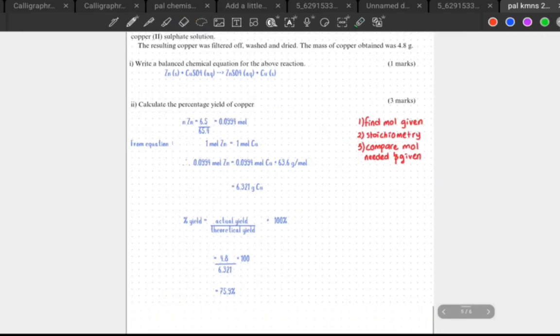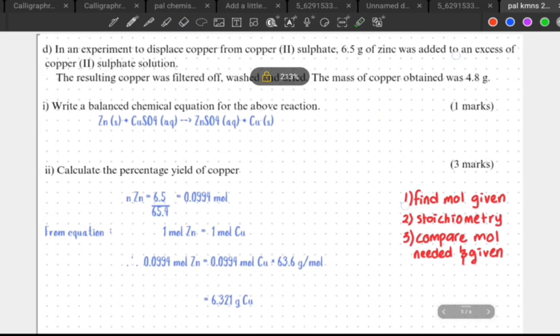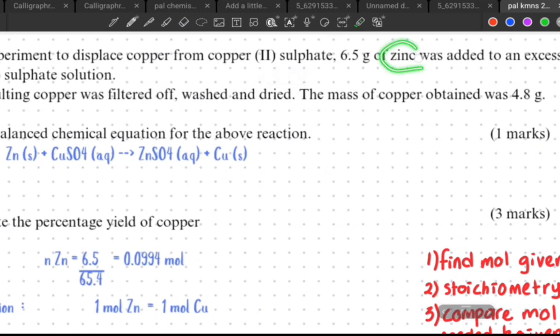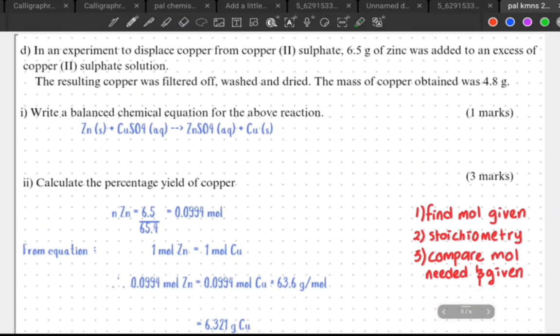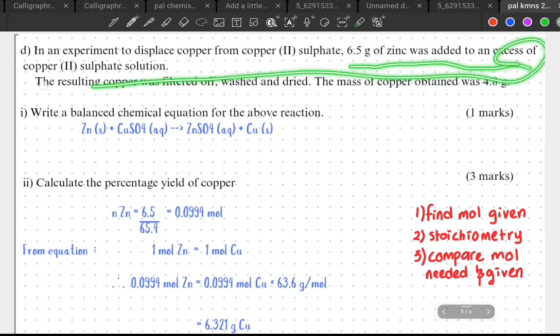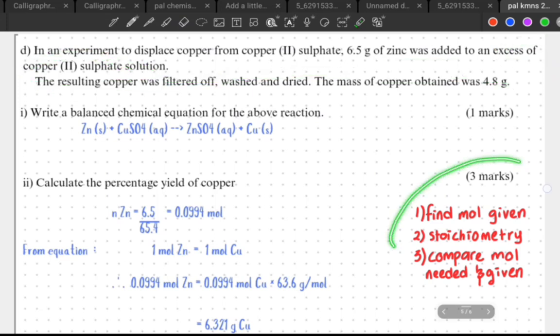The first step is to find the mole given. We know that zinc is the limiting reactant. Why? Because the question just stated that 6.5 gram of zinc was added to an excess of copper sulfate. Let us use this formula to find the mole given, of zinc, because zinc is the limiting reactant. Given the mass of zinc, we can determine the mole of zinc.